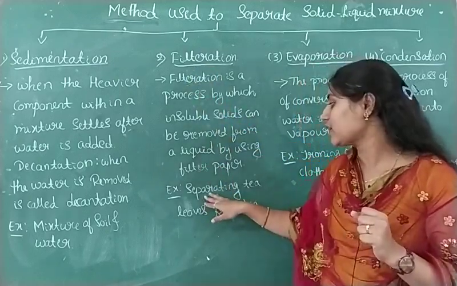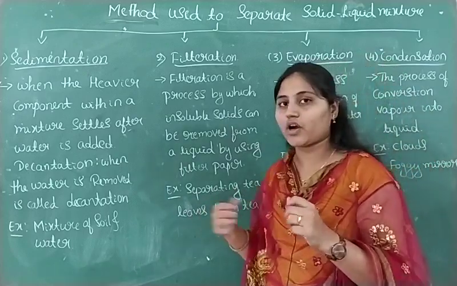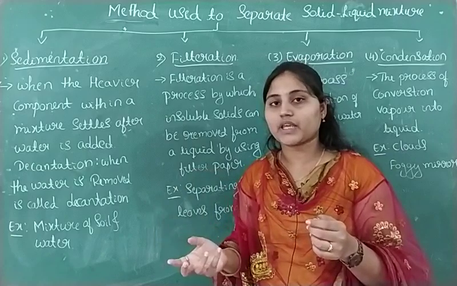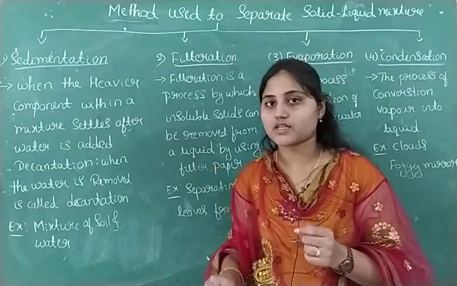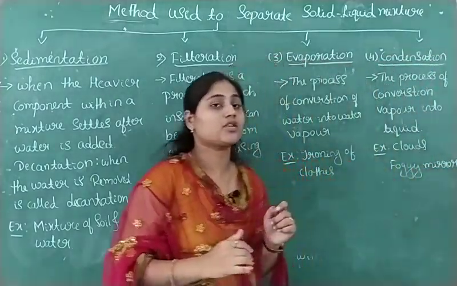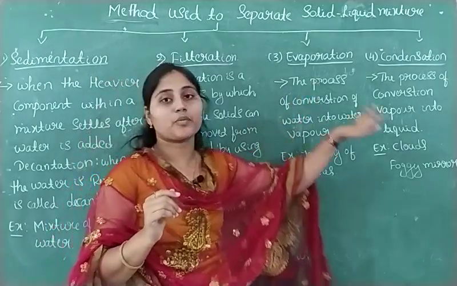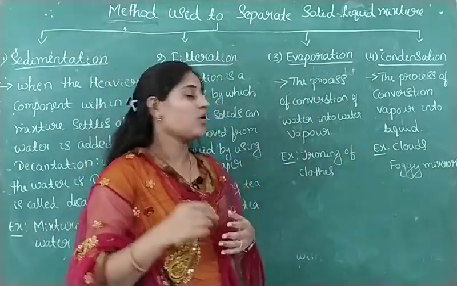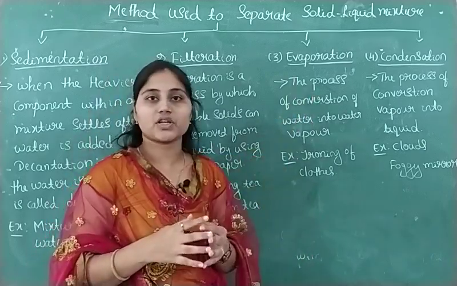For example, separating the tea leaves from tea. From the tea, what do we have to remove? Tea leaves, we can remove by using the filtration process. So next method, what? Evaporation method. You know already about evaporation. What is evaporation? The process of conversion of water into water vapor, that we call the evaporation method.